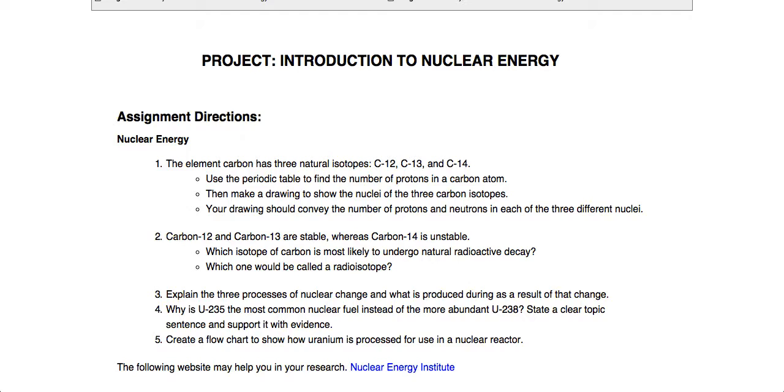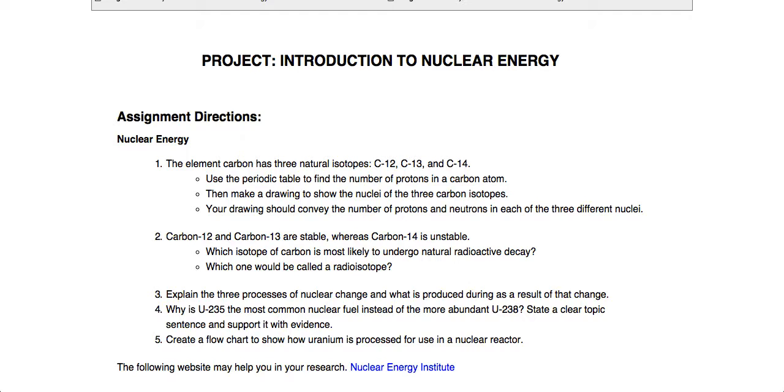Number 3, explain the 3 processes of nuclear change and what is produced as a result of that change. Again, I'm looking for support, but you can find all of those answers right in the lesson. On the page where it begins to talk about nuclear power, there's a heading that says nuclear changes. You can summarize those 4 points and get them in there.